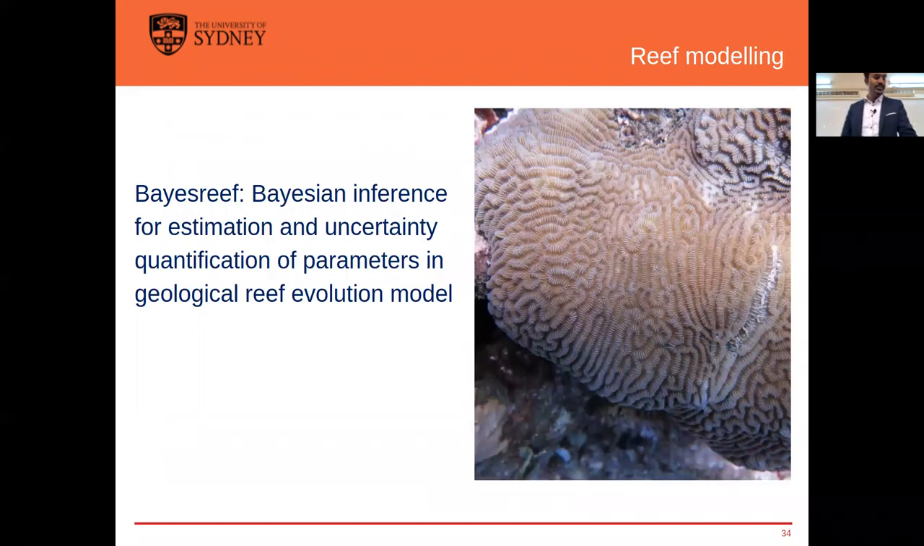Right, moving on to another topic. This is about using this similar approach for reef modeling. And we present BayesReef now. And this is one of the reef assemblages there.